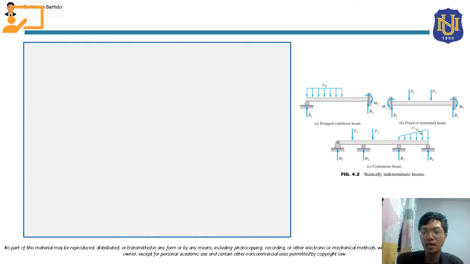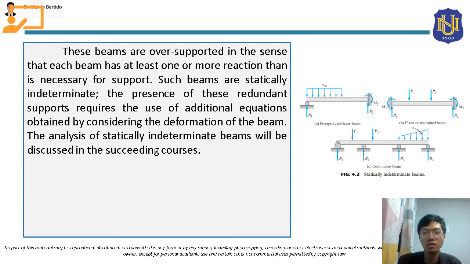Also, class, the beams as shown in this figure, these are other types of beams. These beams are called statically indeterminate beams. These beams are over-supported in the sense that each beam has one or more reactions than is necessary for support. Such beams are statically indeterminate. The presence of these redundant supports requires the use of additional equations obtained by considering the deformation of the beam.